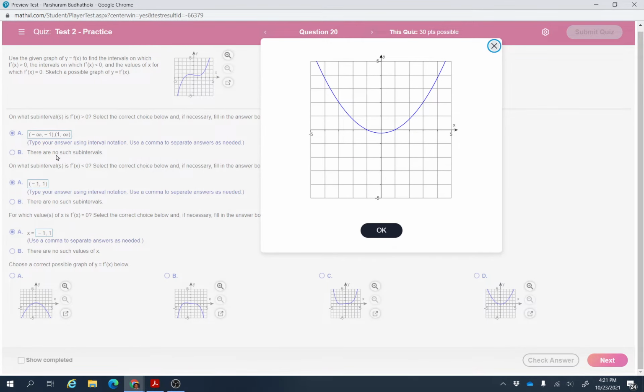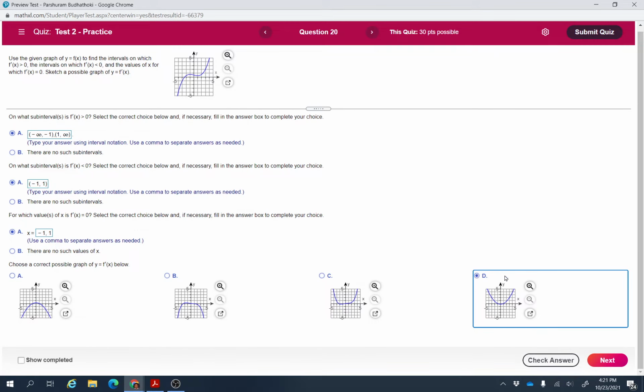If you match the information we got here with the information here, it will be easier for you to find the right graph. Up to -1 the graph is positive. That means the derivative is positive, because we're looking for the graph of the derivative of the function. At -1 it's 0. From -1 to +1 the graph is negative, and from +1 to infinity the graph is positive. So that's the reason this is the right choice.